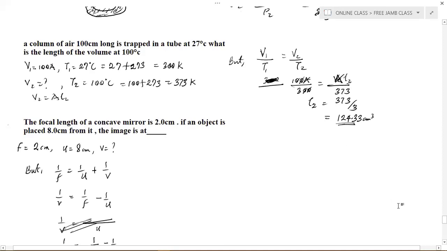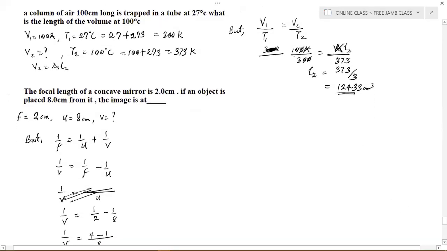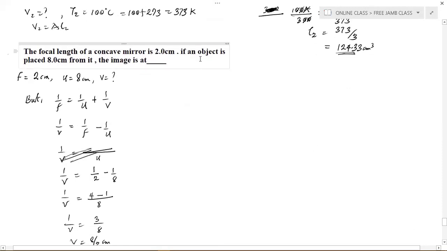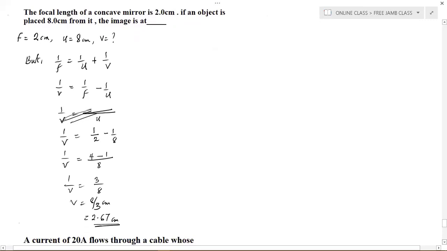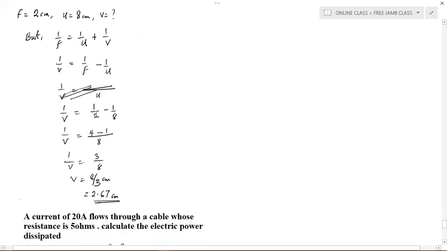You see the focal length here, just like I solved it, is 2 centimeters. An object is 8 centimeters from it. So F is 2 centimeters, U is 8 centimeters, V is unknown. But we know 1 over F equals 1 over U plus 1 over V, so 1 over V equals 1 over F minus 1 over U, which is 1 over 2 minus 1 over 8. The LCM is 8. 2 into 8 is 4, 8 into 8 is 1. That's 3 over 8. So V equals 8 over 3.